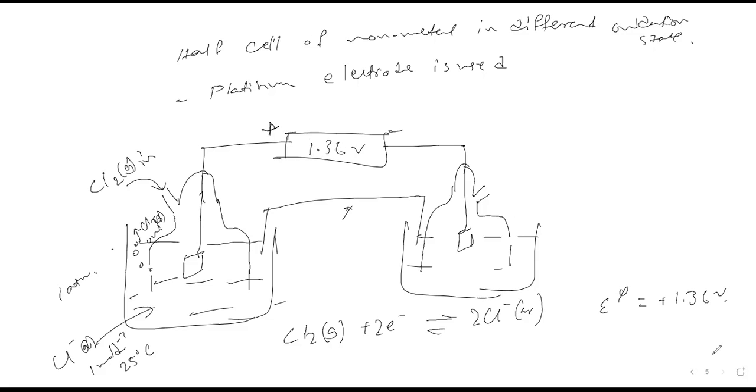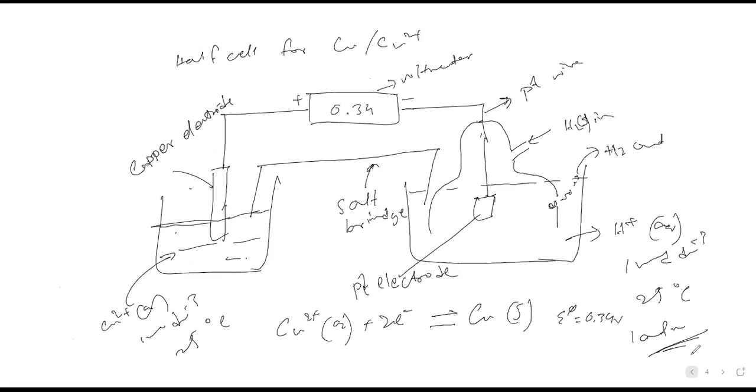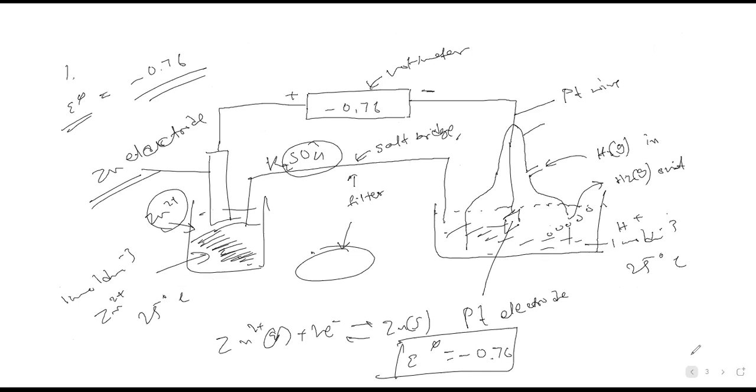Okay, so that's our part for half cells. Now we are going to consider two half cells. Let's say we have one of the half cells as copper, the other half cell is zinc.